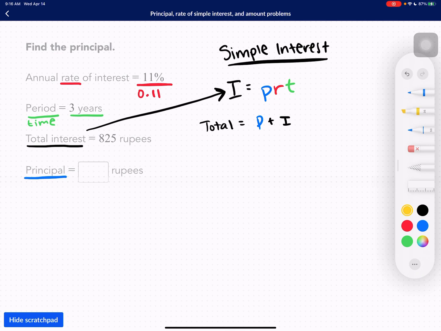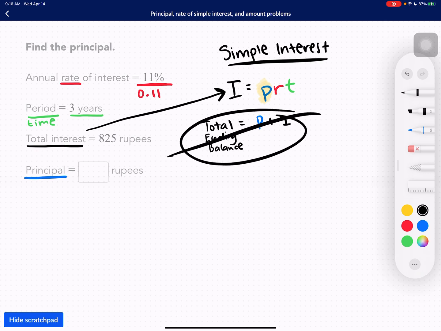Okay, so what it wants us to find here is this principal. Now I was not told the total ending balance. I don't know what that is, so this will do nothing to help me. This equation here, I don't need to use that with this problem. I just need to use my interest formula. I equals the principal times the rate times the time.